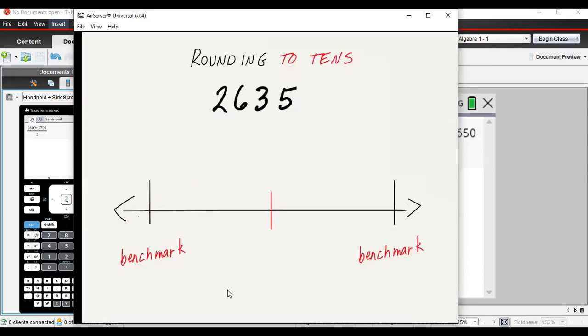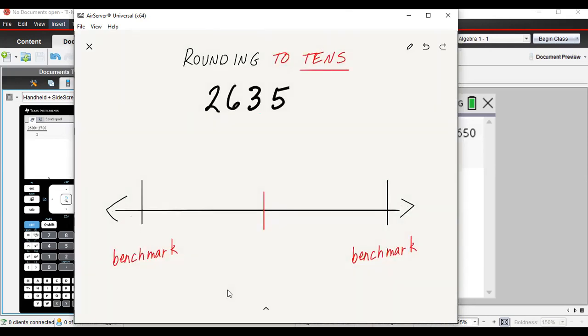All right, let's do another one. This one we're rounding to the 10. So you find the number in the tens place, and that would be this. Then we're just going to write our lower benchmark. It's going to be 2630. Our higher benchmark is going to be 2640. We add 1 to the 3, we get 4.